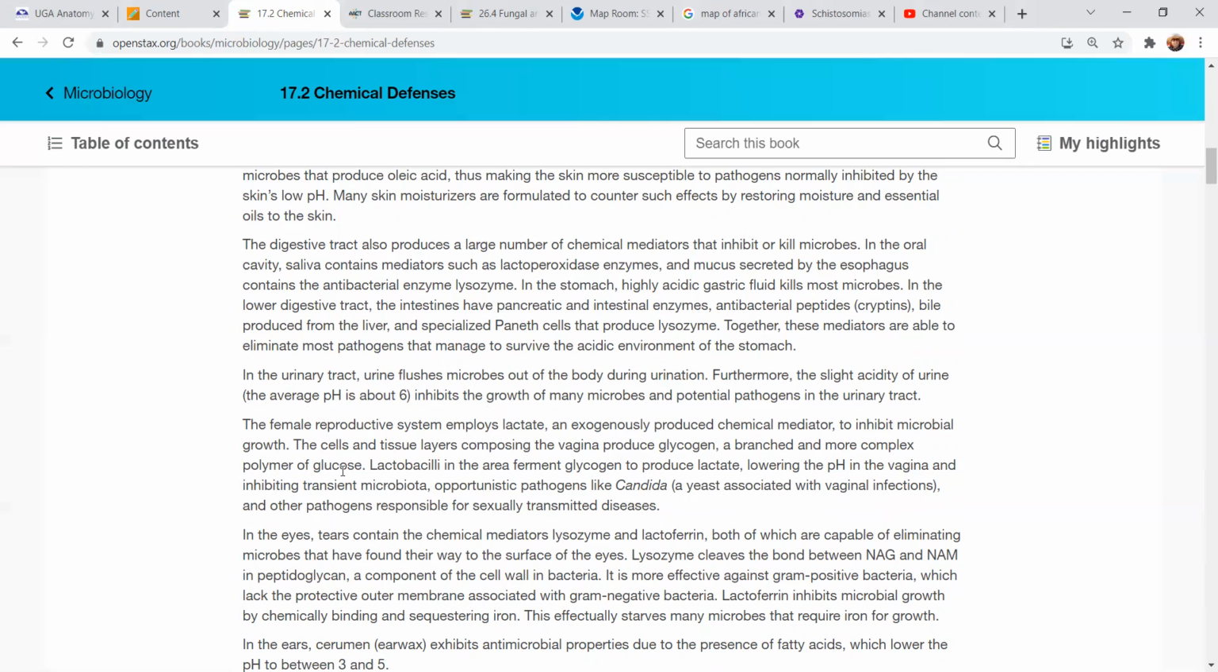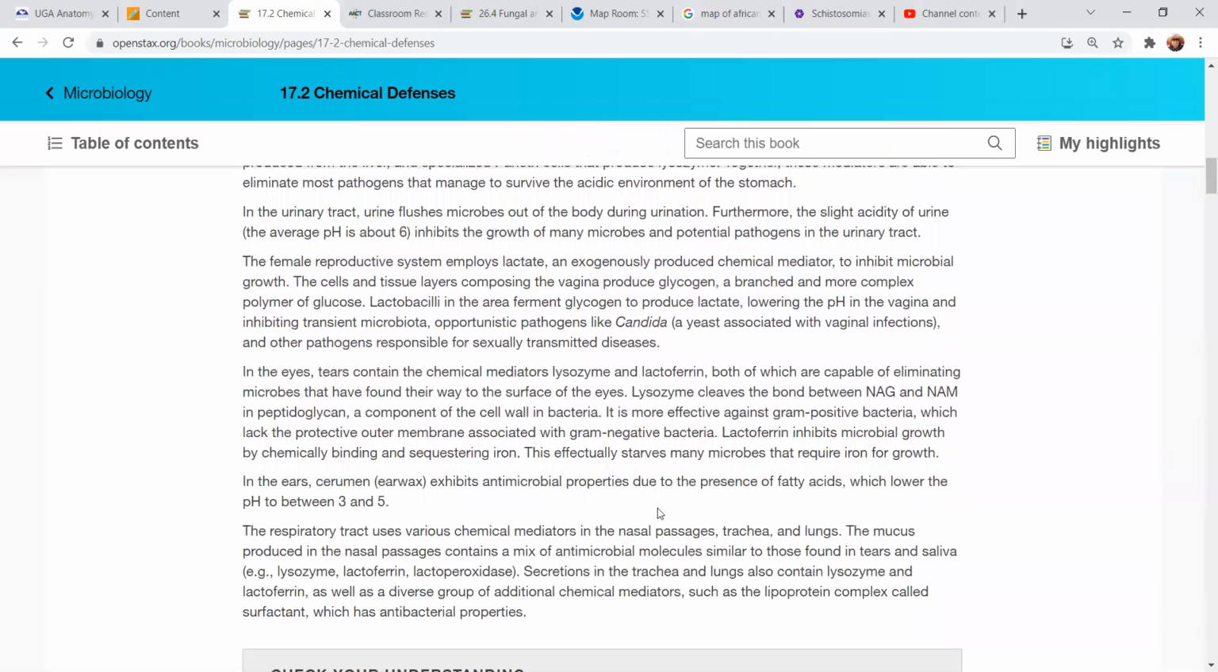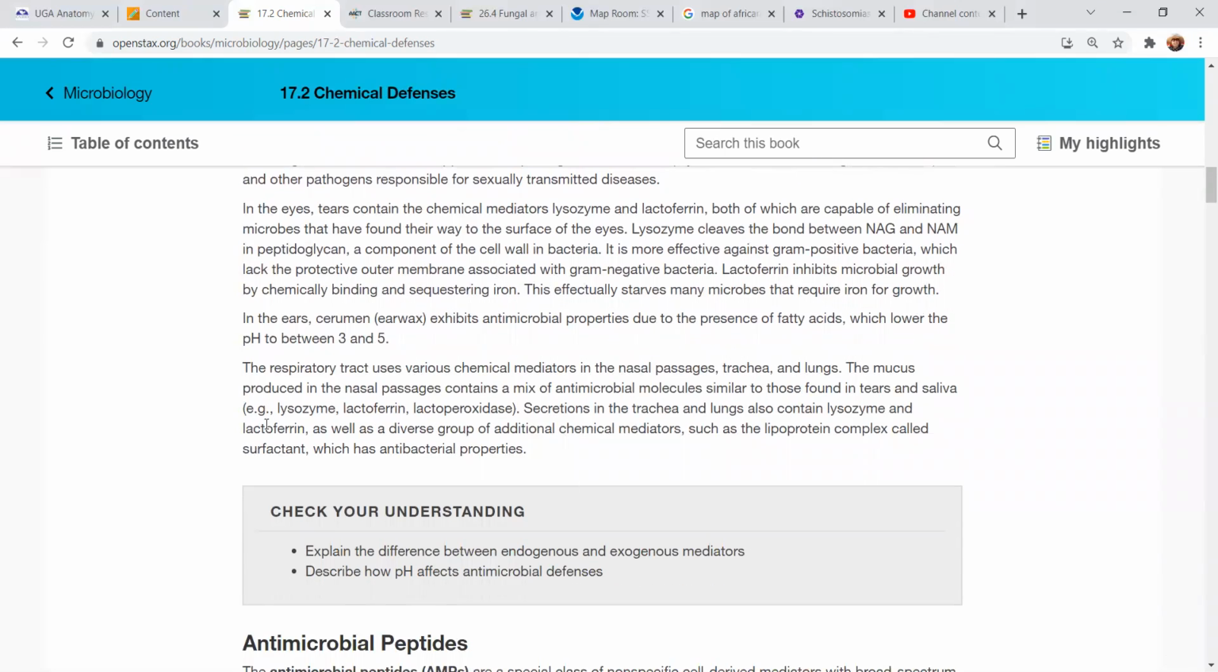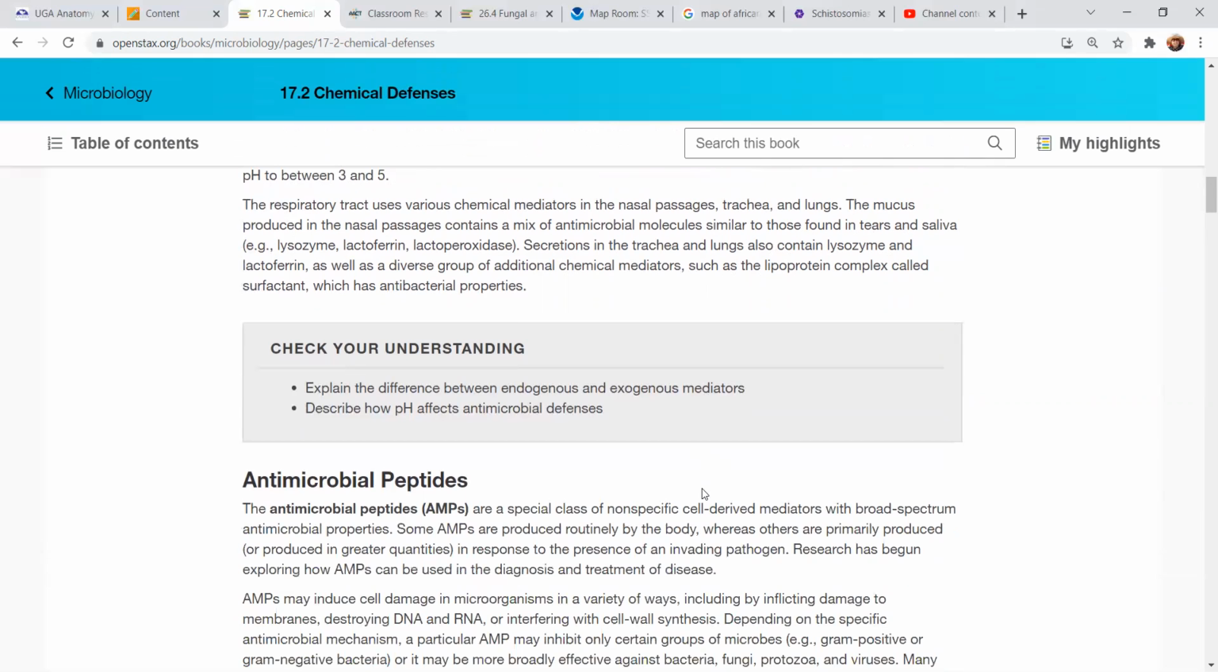This is produced by the lactobacilli, which are good members of the normal flora, and this helps to lower the pH and it helps to inhibit colonization, especially of candida, which causes yeast infections. In the respiratory tract, of course, we have mucus. We also have lysozyme and lactoferrin that are antibacterial in nature.